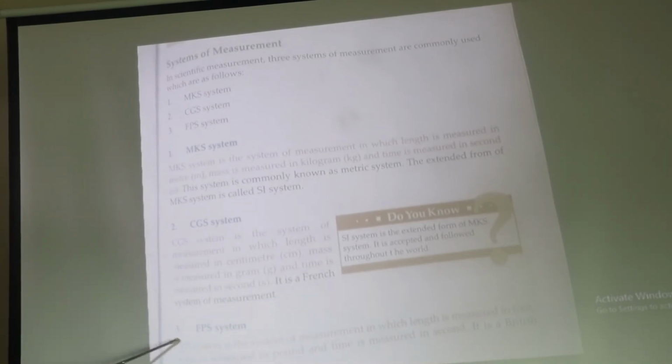Now, number 3, FPS system. FPS system is the system of measurement in which length is measured in foot, mass is measured in pound, and time is measured in second. So, it is a British system of measurement.